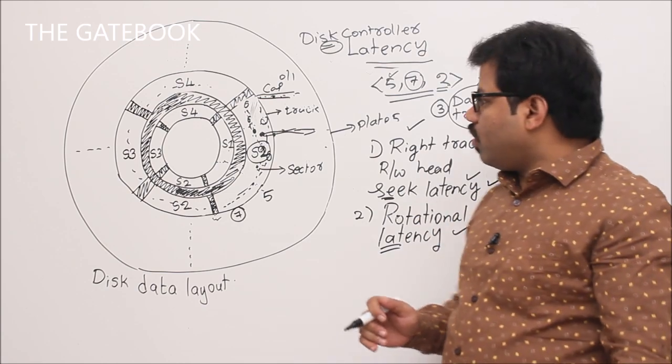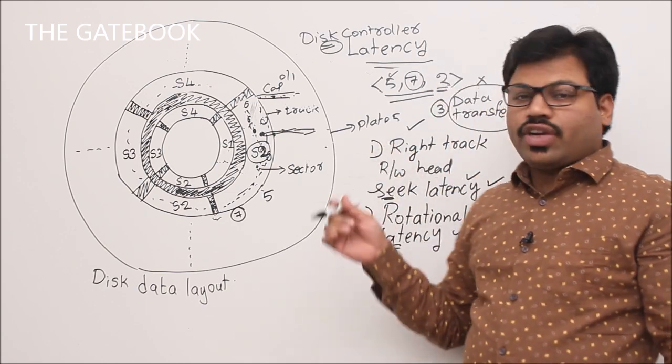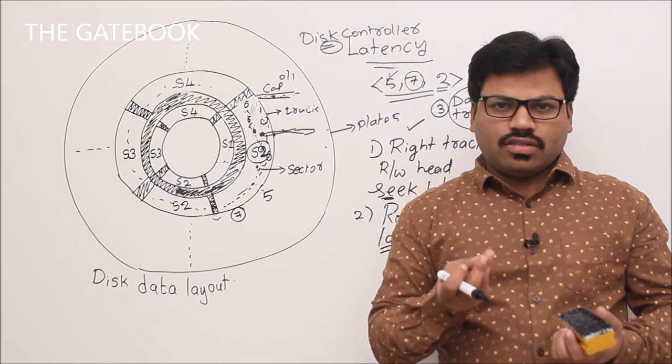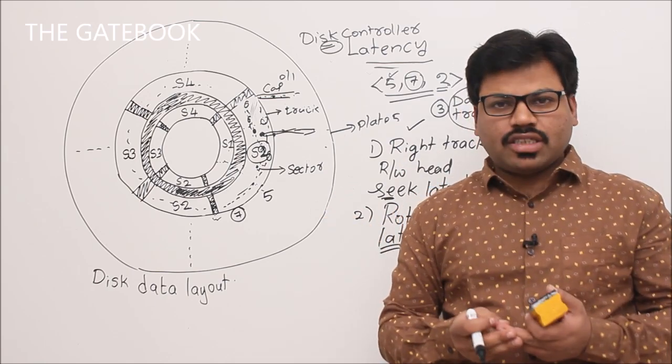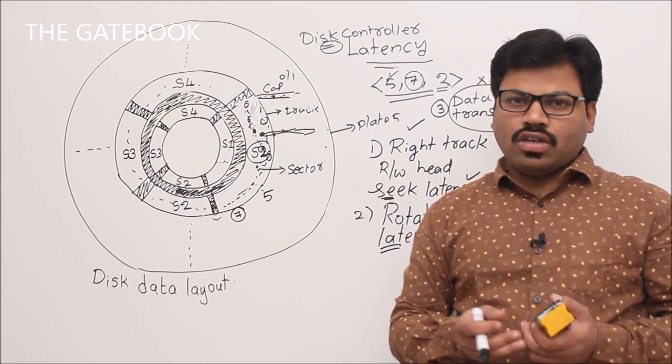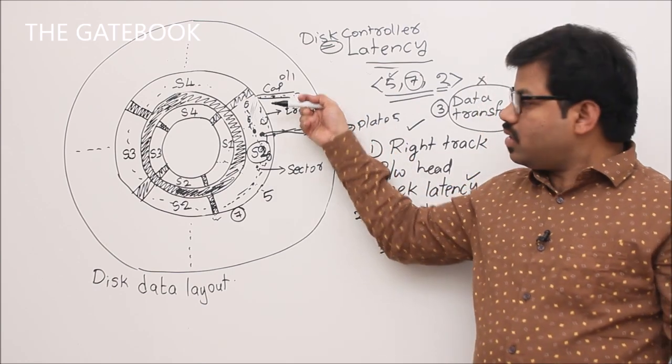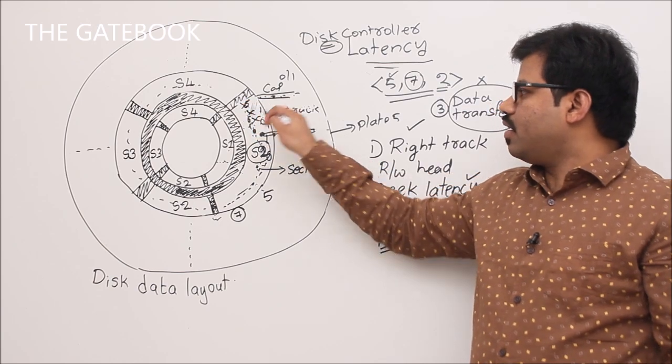Now finally, what I want to say is that it's always good to reduce the seek time. You tell me one easy optimization by which seek time will be reduced. To reduce the seek time, always try to write data continuously.